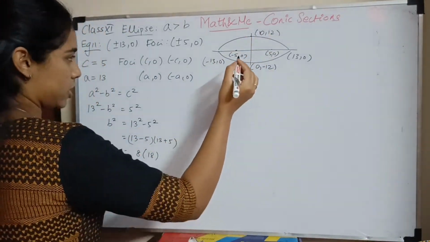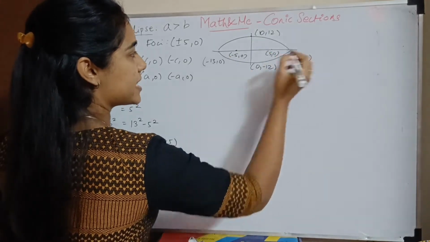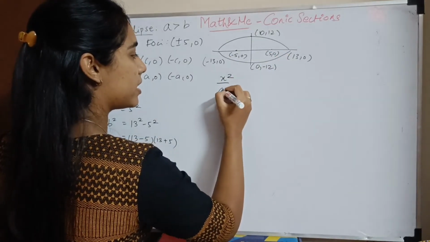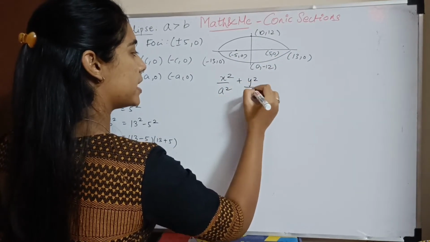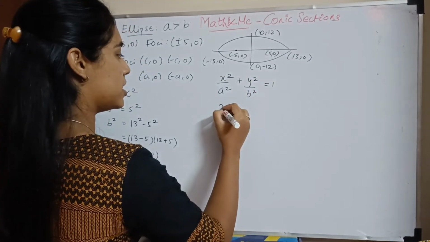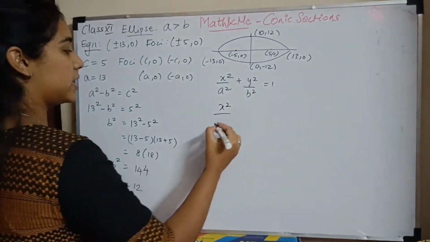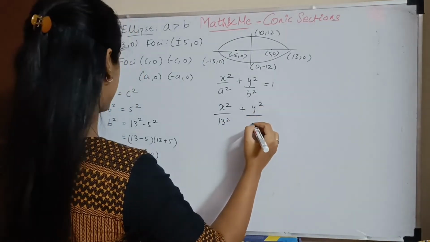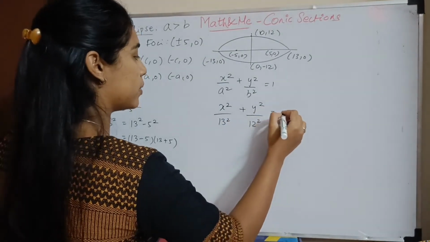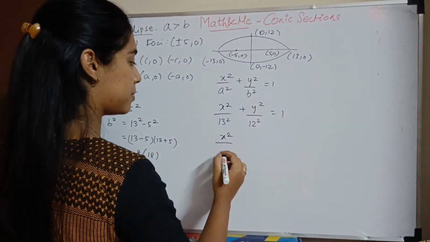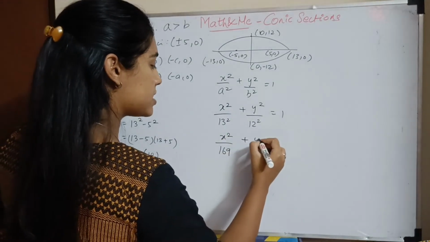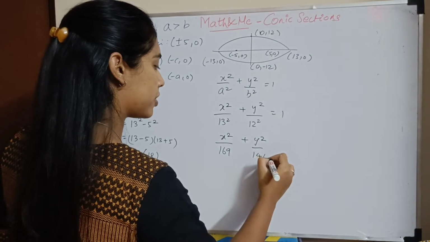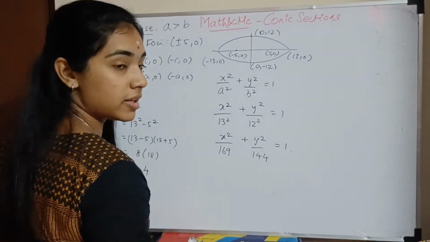Okay. So now what is the equation of such an ellipse? It is along the x-axis, so it is x square divided by A square plus y square divided by B square equals 1. So when I substitute the values, I have x square divided by 13 square plus y square divided by 12 square equals 1. So x square divided by 169 plus y square divided by 144 equals 1. Okay, so that is my equation.